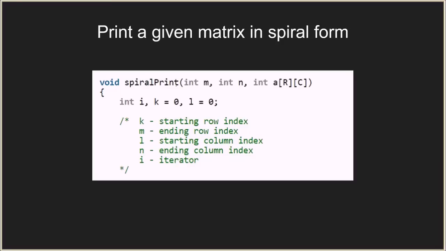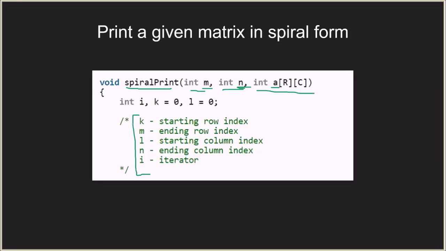So coming to the code. So here is the function spiral print, which takes as an argument integer m, integer n, and a 2D array. So m and n are the respective sizes of the 2D array. So m is basically the number of rows, and n is the number of columns, and a is the input array. Now we have these five variables which we will be using in this function.